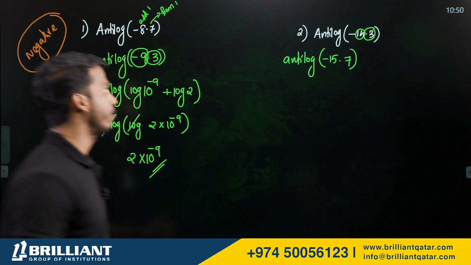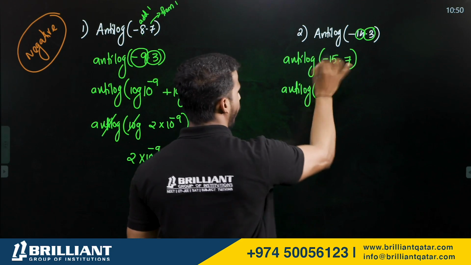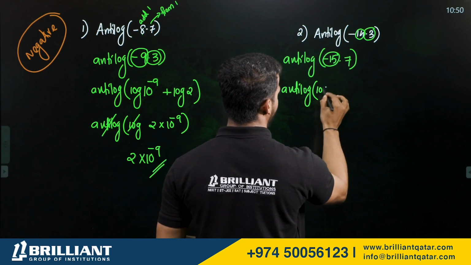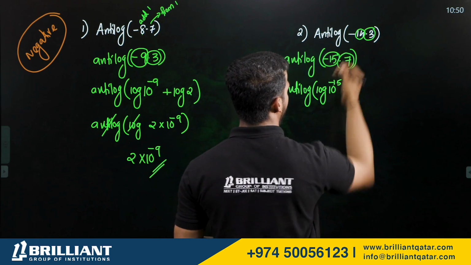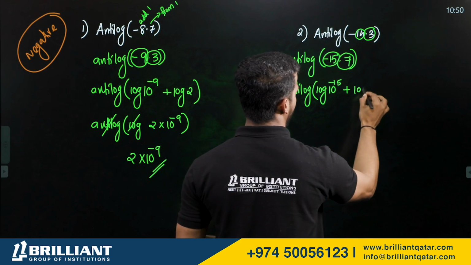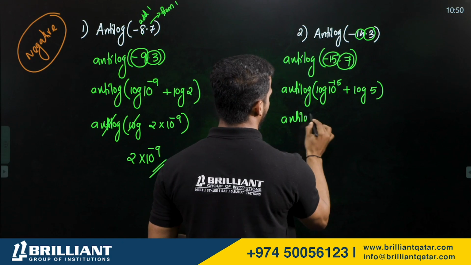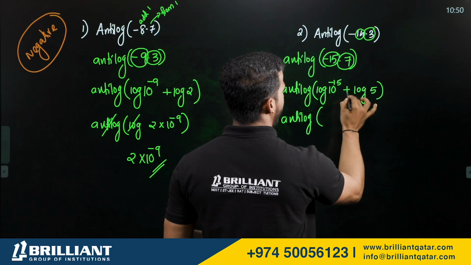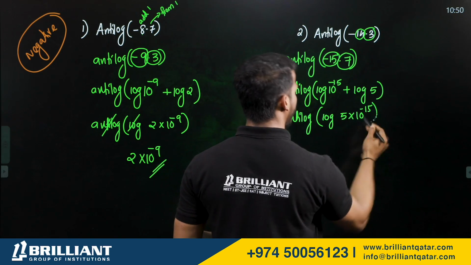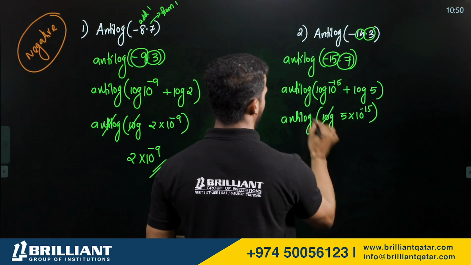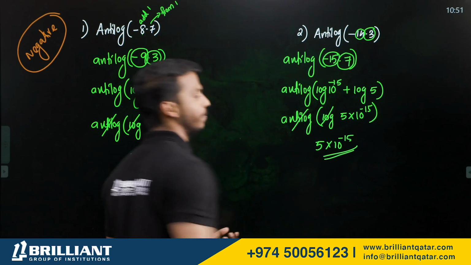Same procedure here we can follow, dear student. Anti-log of, before the decimal minus 15, write it as log 10 to the power minus 15. 0.7 is the log of which one? Log 5 is 0.7. So we can write it as anti-log of log A plus log B, that is log A into B. 5 into 10 to the power minus 15 or 10 to the power minus 15 into 5, whatever. Log and anti-log cancel. 5 into 10 to the power minus 15.